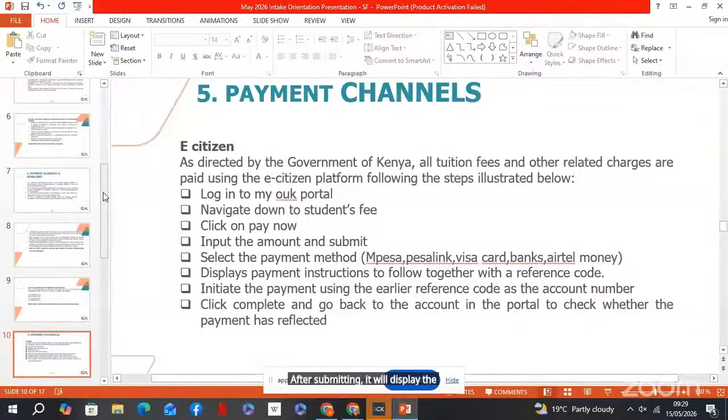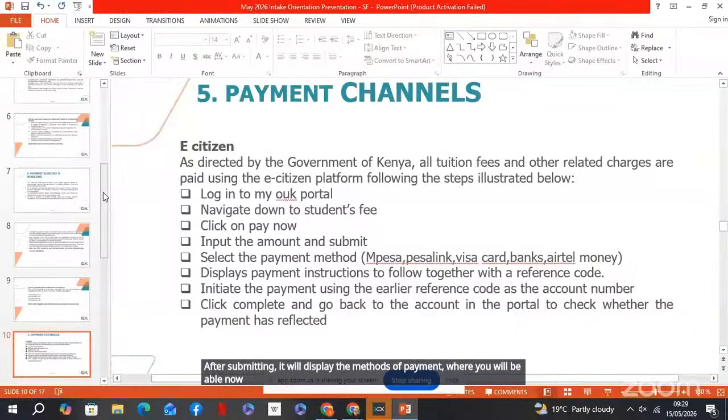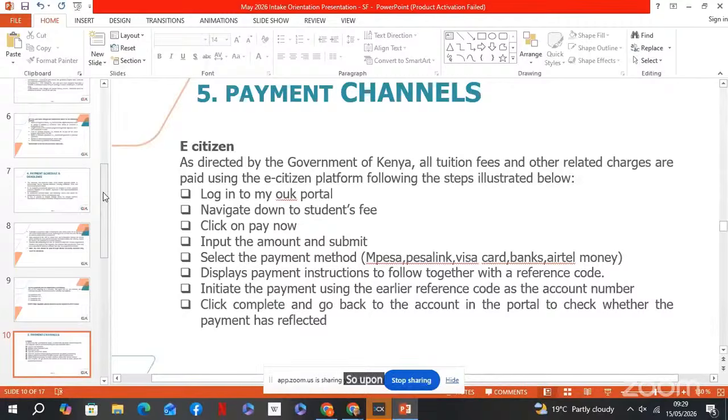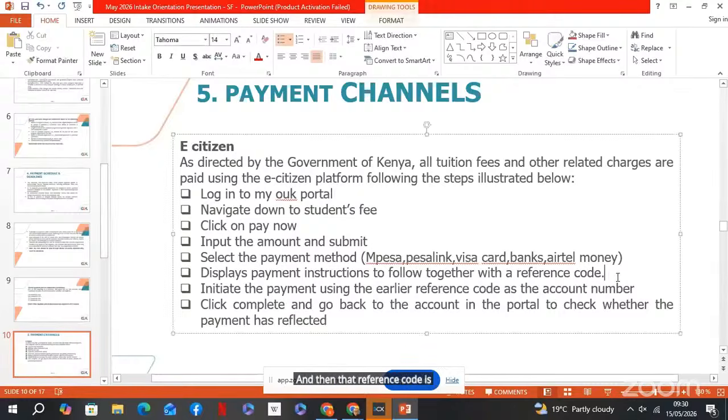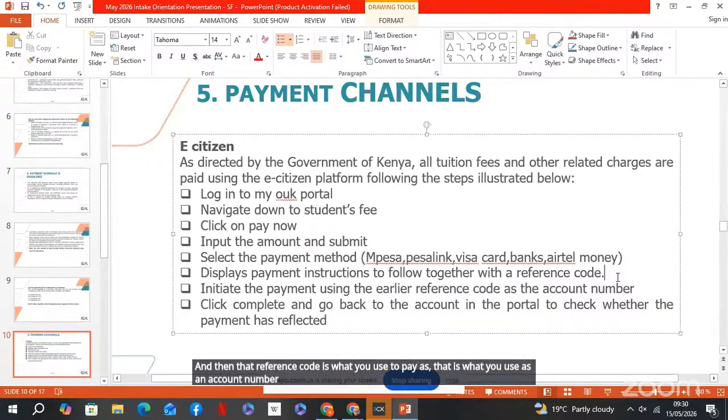Methods of payment, where you will be able now to select the method that you want to pay. So upon selecting, there's a payment instruction that is displayed there for you to pick the reference code, and then that reference code is what you use as an account number to now make the payments.